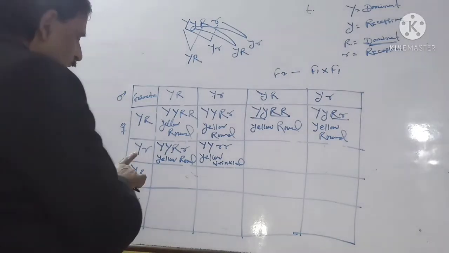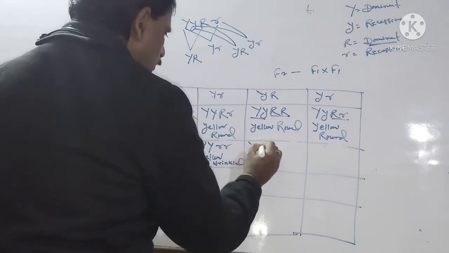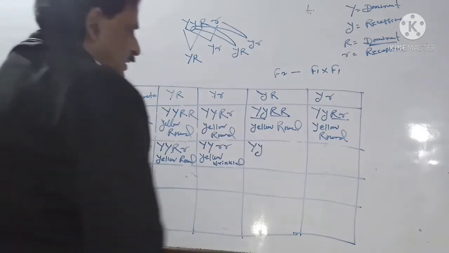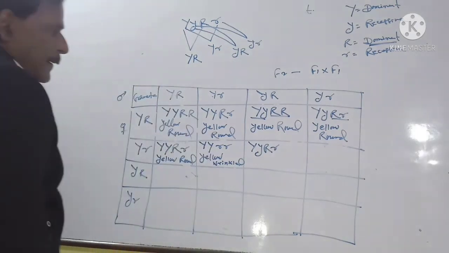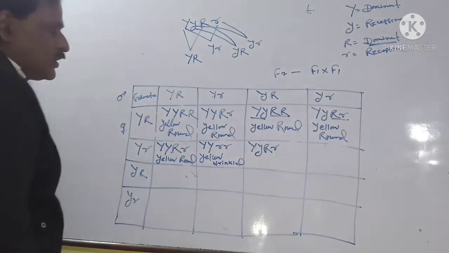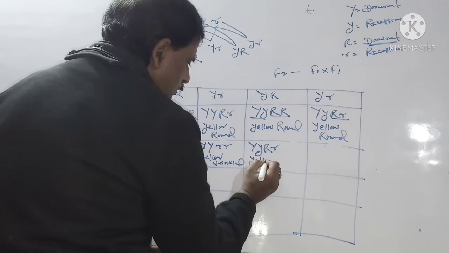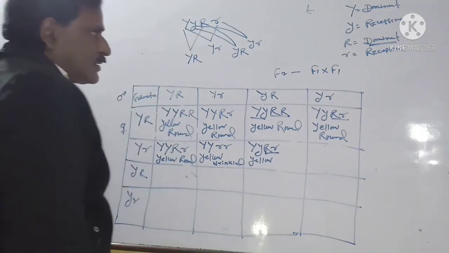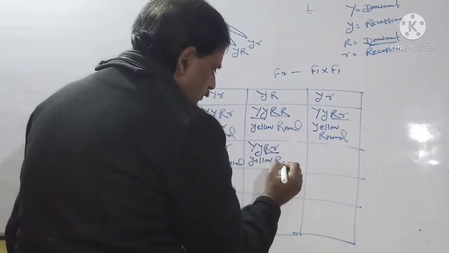The next one is capital Y, small y, capital R, small r. First we write capital letter capital R and then small r. In capital Y, small y the capital is dominant and the color is yellow, and capital R, small r is dominant and R denotes round seed. So we write yellow round.